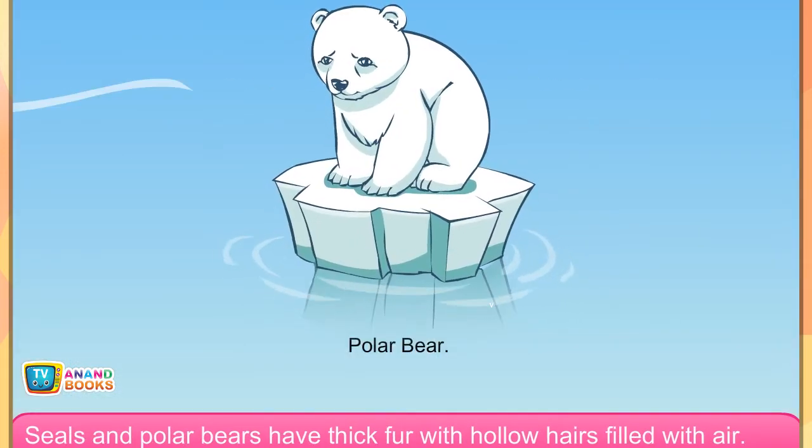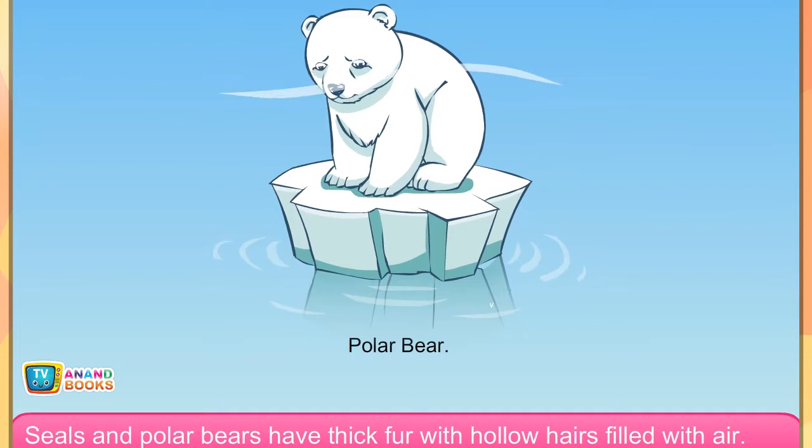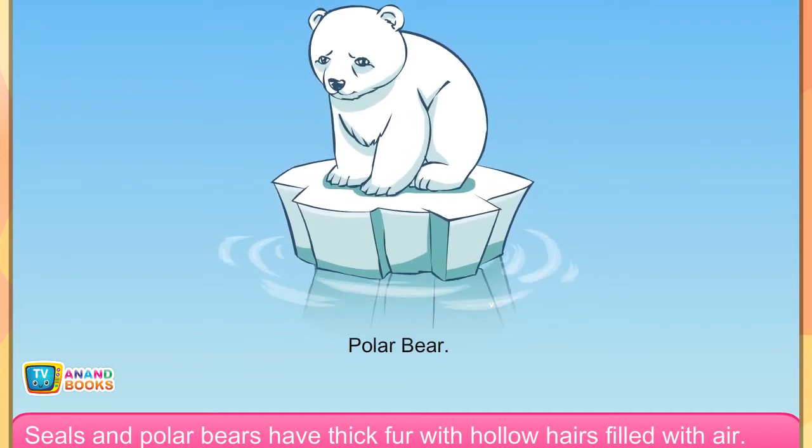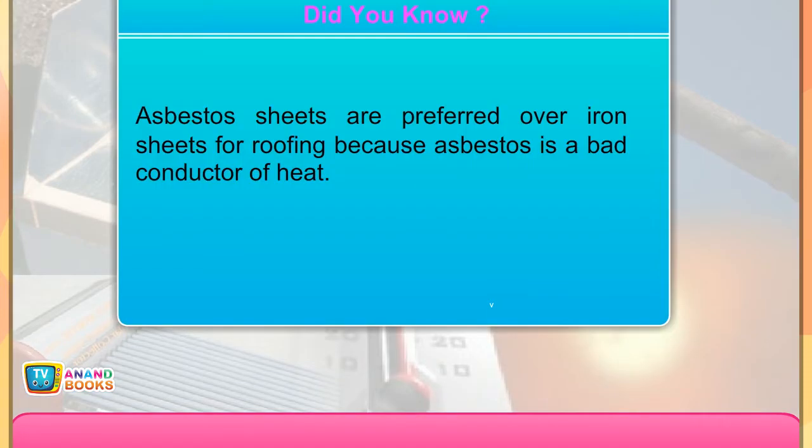Seals and polar bears have thick fur with hollow hairs filled with air. Air is a heat insulator and keeps the animals warm. Did you know asbestos sheets are preferred over iron sheets for roofing because asbestos is a bad conductor of heat?